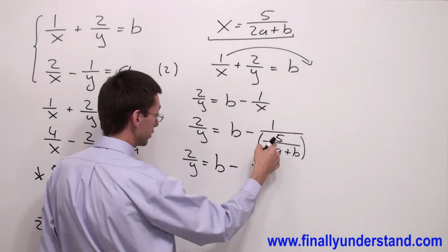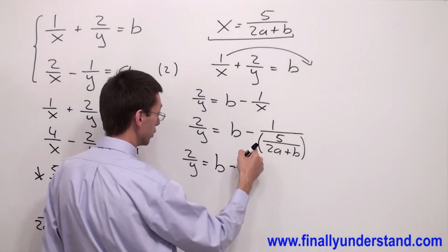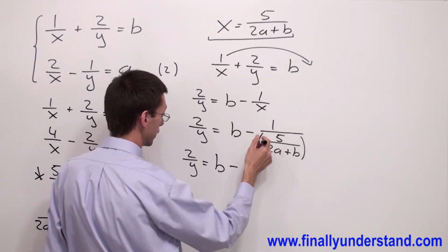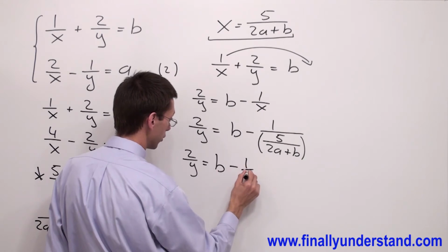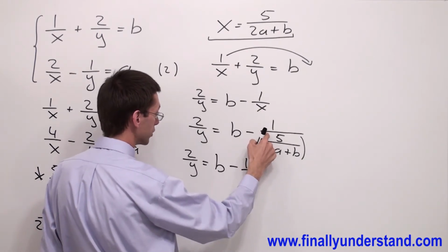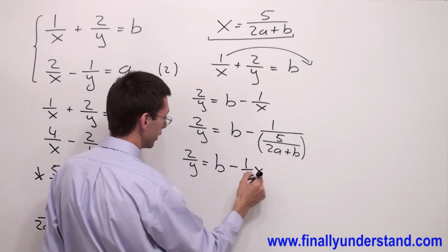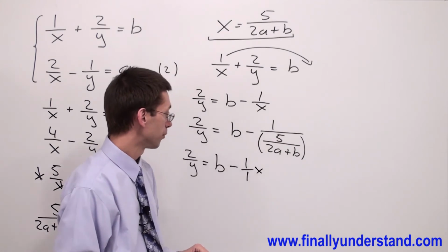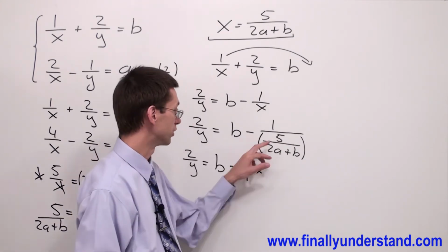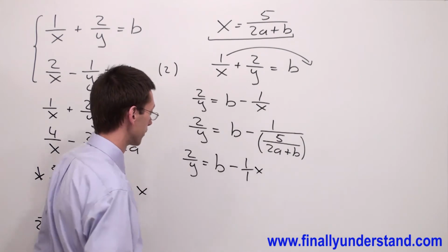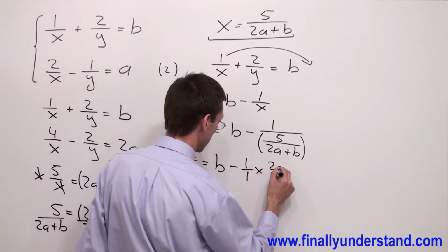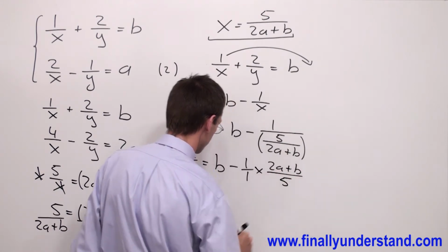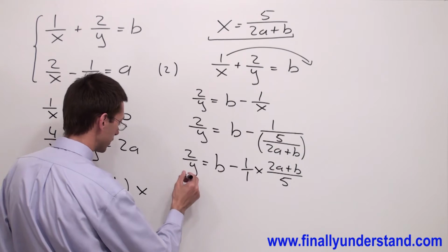Because I have a fraction in the denominator, I'm going to also make a fraction in the numerator. If you want to convert a whole number to a fraction, you're supposed to write the whole number over 1. That's why I'm going to have 1 over 1. The division, my fraction bar, I'm going to change to multiplication. And the second fraction, I mean the denominator in this case, I'm going to flip upside down. It means I have to find the reciprocal of the denominator. And I have 2a plus b over 5.